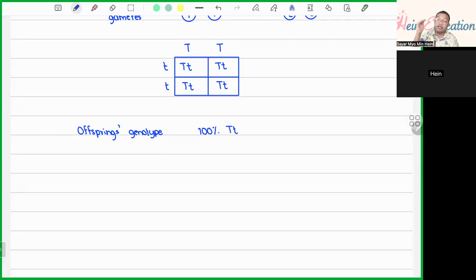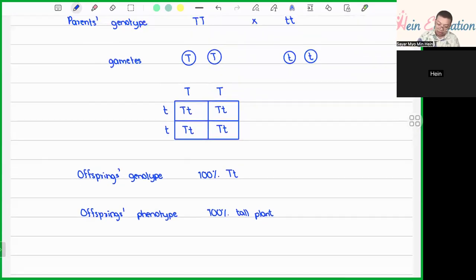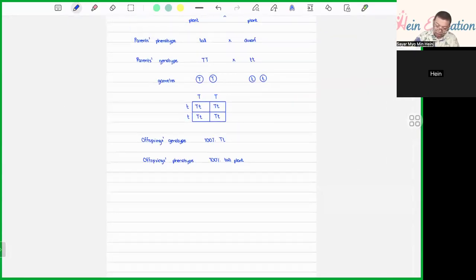Because the genotype will be capital T small t. And then here we have the offspring's phenotype, the physical feature, which would also be 100% tall plants, right? So we expect all the plants produced this way to be 100% tall plants. So this is the overview that we have created.